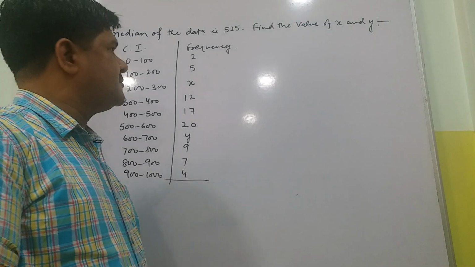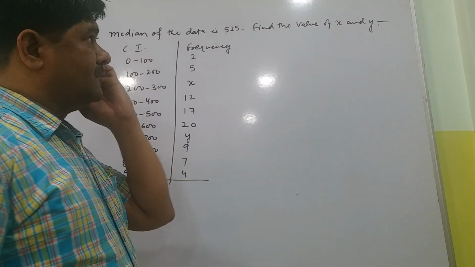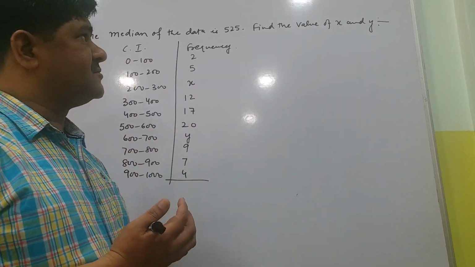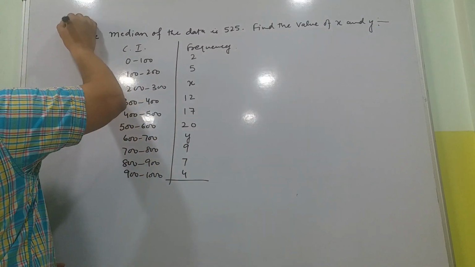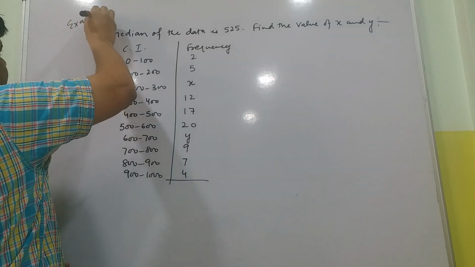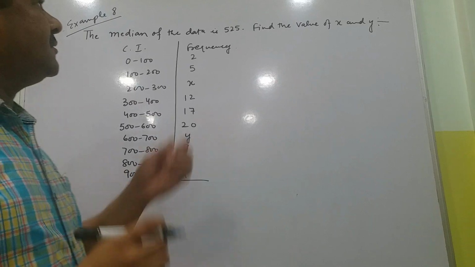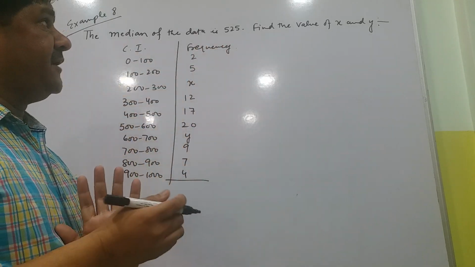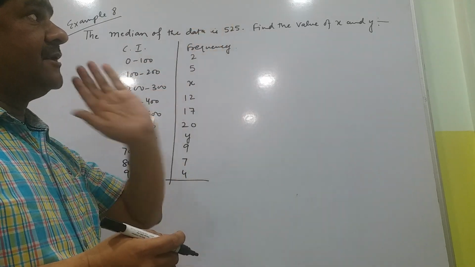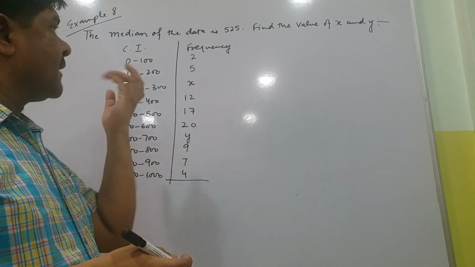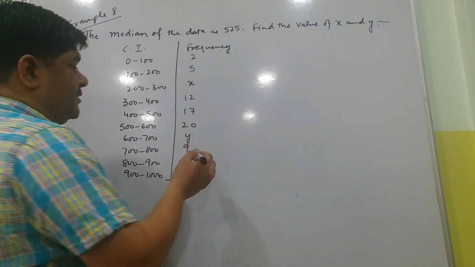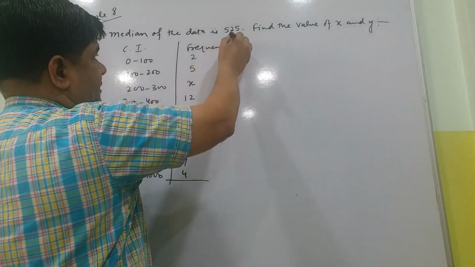Good morning, students. Today we are going to continue the 14.3 exercise. So I am doing example number 8 here. In this particular sum, the median of the data is 525. We have to find the value of x and y. So we will continue with the same method as we had done earlier.